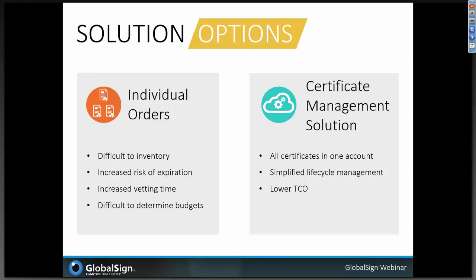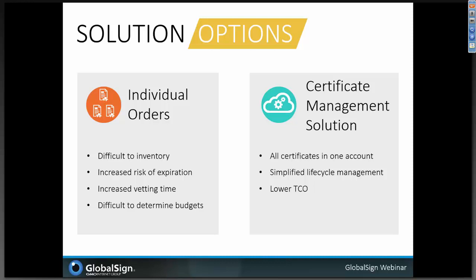So the desired way to manage certificates is using a platform like the GlobalSign Certificate Center or a certificate management solution. This type of approach would allow you to have all your certificates in one singular place. So it really simplifies the ordering process and the lifecycle management of the certificates. You can run reports and see when things are expiring. You can set up alerts to let you know when things are expiring, so that you don't have things expiring without your knowledge.